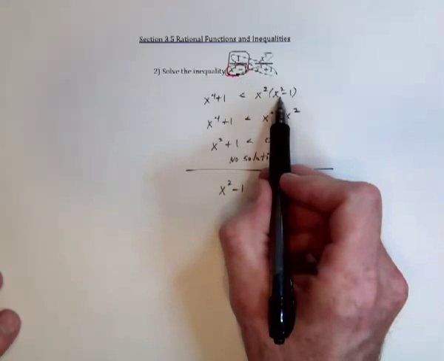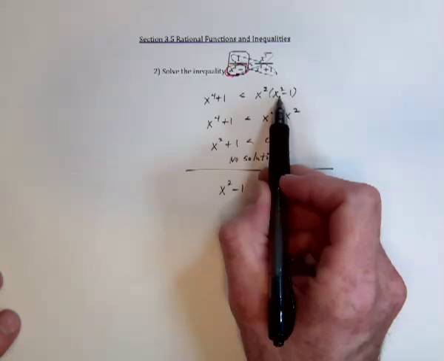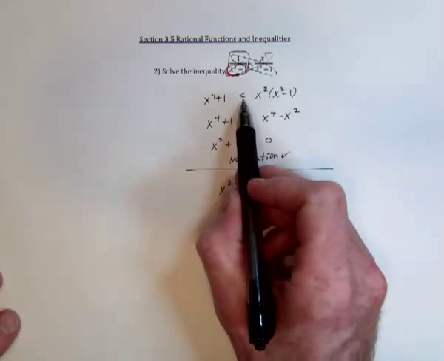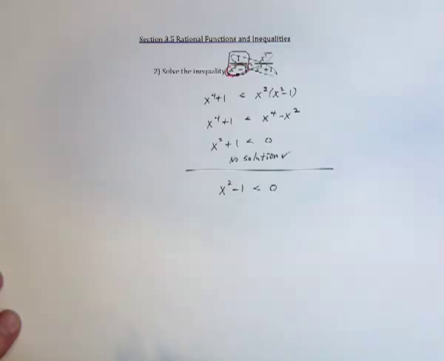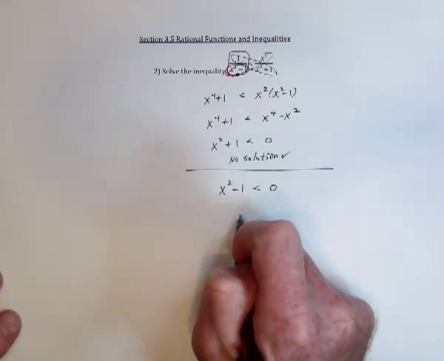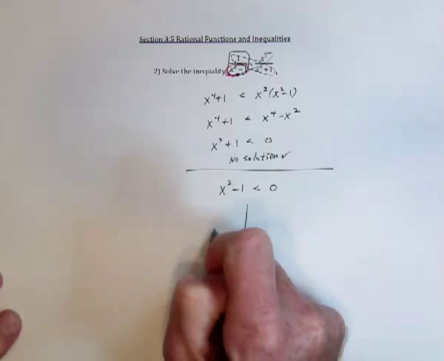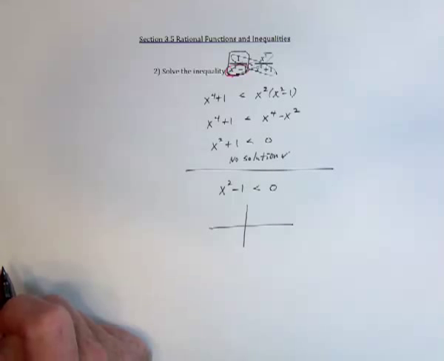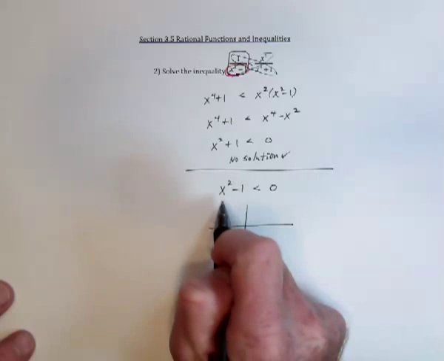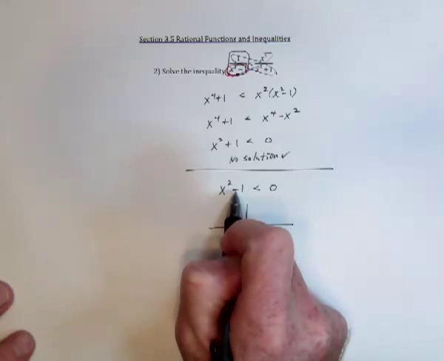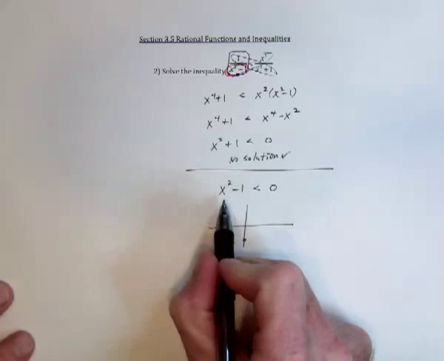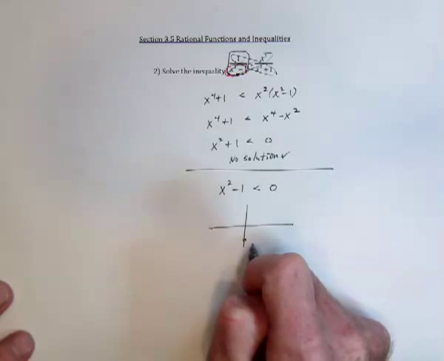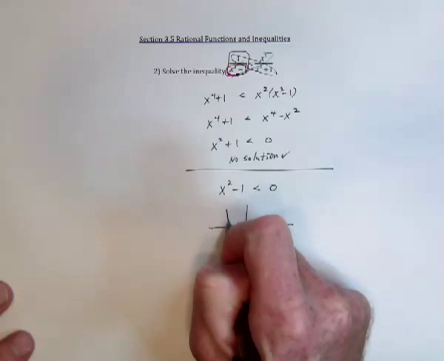So when I multiplied by the x squared minus 1 before, I assumed that it was positive and I didn't change the inequality. So what if x squared minus 1 is negative? Well, I can look at that in a couple of ways. One is graphically. This is a parabola that's been shifted down by 1. So not talking about the original graph, but just the graph of x squared minus 1. A parabola that's been shifted down by 1.